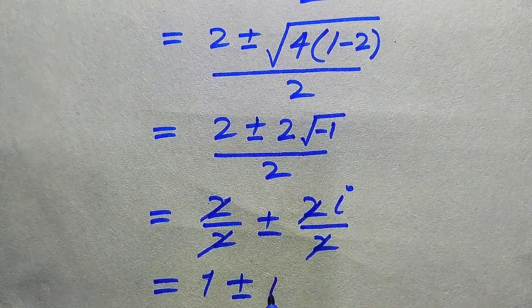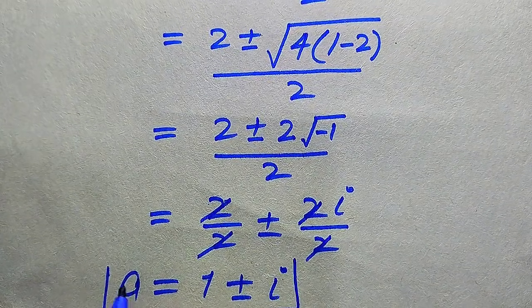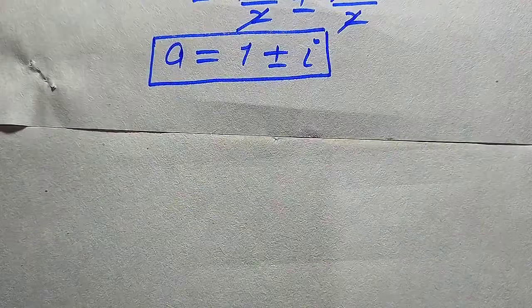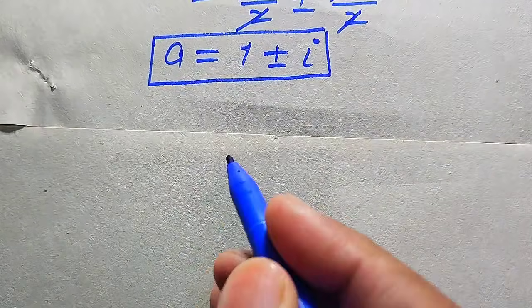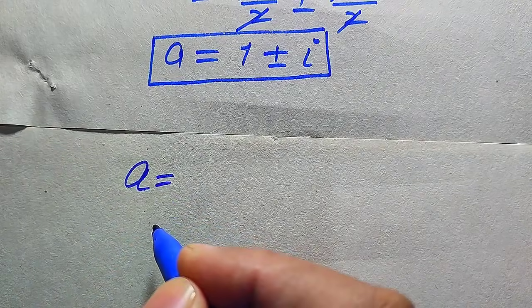This 2 and this 2 are also gone, and we get here iota only. So here we get the value of a is equal to plus minus iota. So these are the two values of a, and now in order to find the values of b we need to substitute these two values of a into equation number 3.